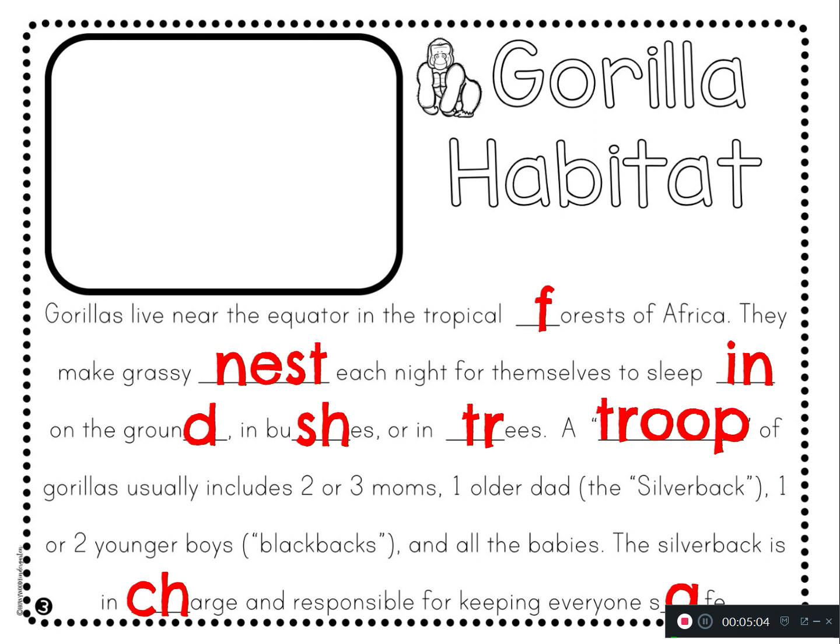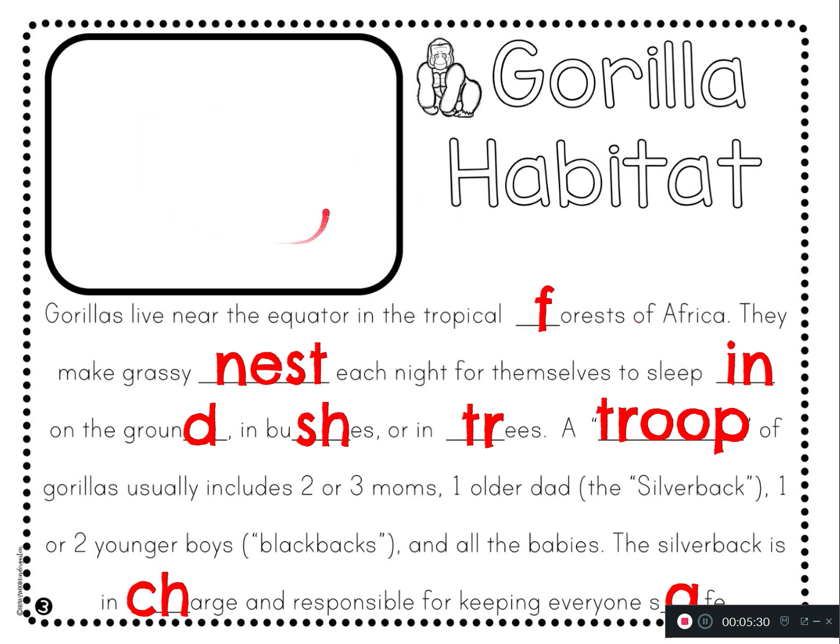Wow, we just learned lots of details about the habitat of a gorilla. We learned that they make a grassy nest to sleep in every night. Gorillas travel a lot, so sometimes they don't always go back to the same nest. They travel to find food and shelter to keep themselves safe, and they make a nest for themselves to sleep in. A group of gorillas is called a troop.